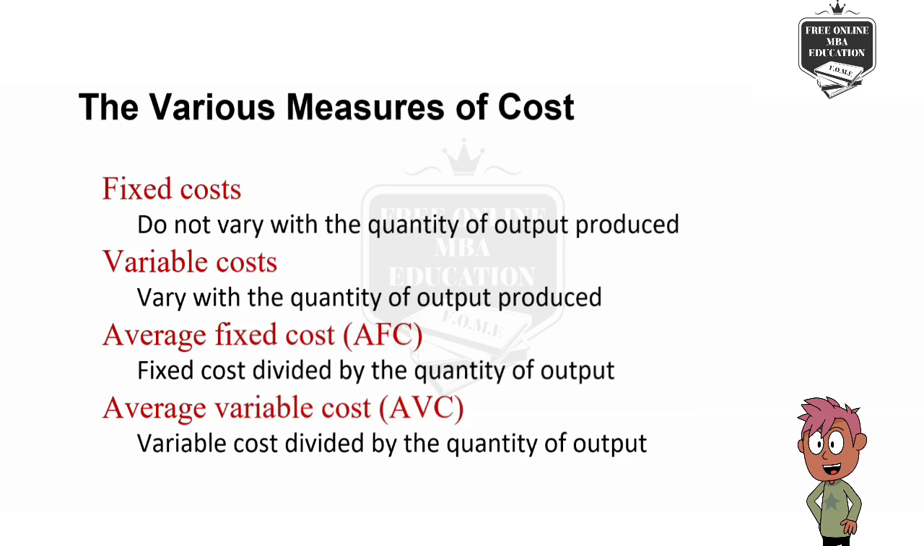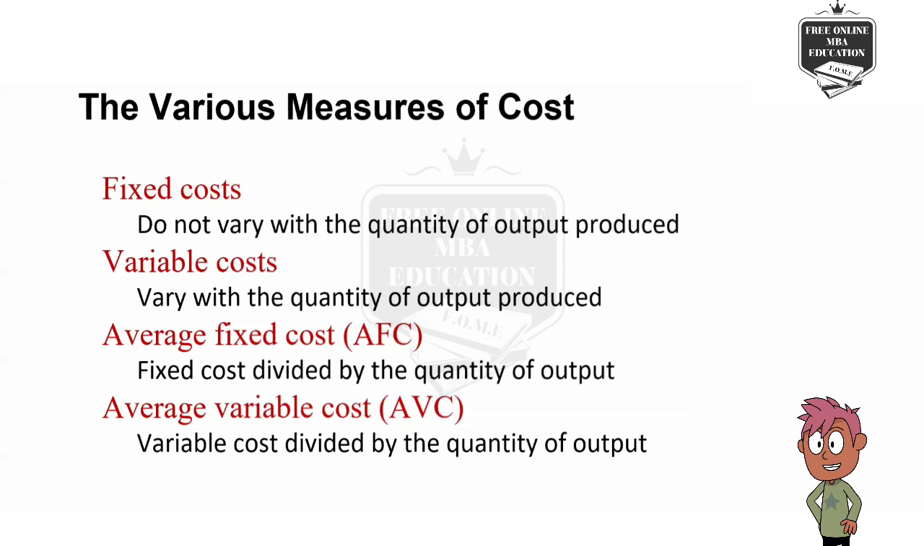So if I'm paying 1 lakh rupees rent and I'm running my machinery for making 100 units, even then I have to pay the rent as 1 lakh. If the same area I am using for making 20,000 units, then also my rent remains the same. So with the change in the quantity of output produced, my fixed cost does not change. However, what changes is known as variable cost.